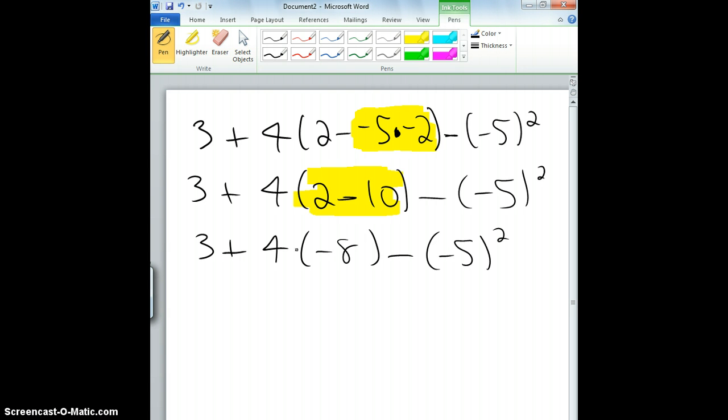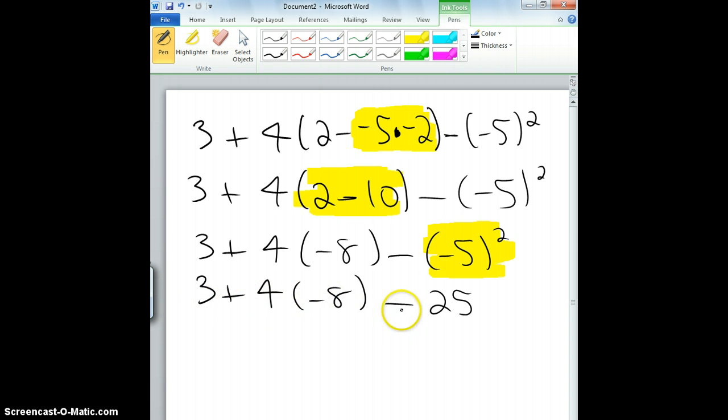So exponents are next. If you look, I have an exponent right there, so I'm going to do that next. Again, everything else comes down. A -5 times a -5 is a +25. All right, so now I look and I'm like, okay, parentheses, everything's done in there. Exponents done. So now multiply and divide, and it's tied, but there's only one multiplication in here.